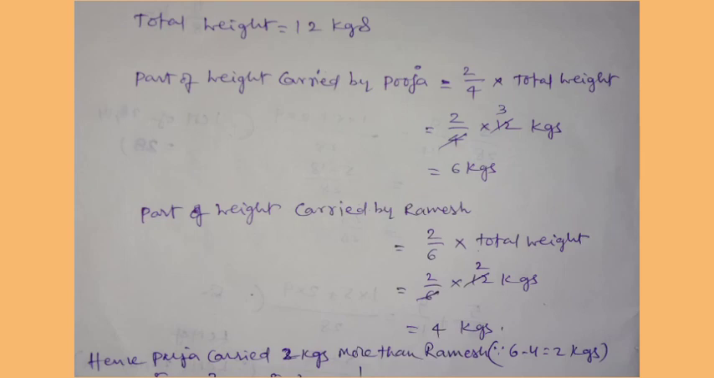Part of weight carried by Pooja is 2 by 4 of total weight, which equals 2 by 4 into 12 kgs. Here 4 cancels 12 3 times, that is 2 into 3, which equals 6 kgs. Part of weight carried by Ramesh is 2 by 6 into total weight, which equals 2 by 6 into 12 kgs. Here 6 cancels 12 2 times, that is 2 into 2, which equals 4 kgs. Hence Pooja carried 2 kgs more than Ramesh, since 6 minus 4 equals 2 kgs.